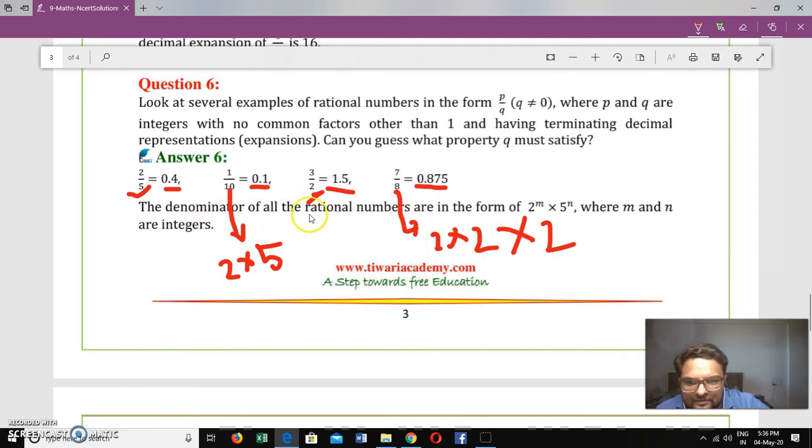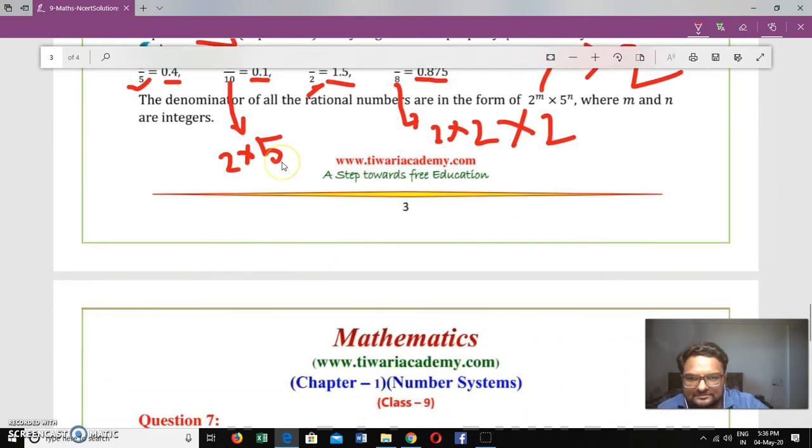So the denominators of all these rational numbers are in the form of 2 and 5. This means the value of q in the denominator should be in the form of 2 and 5. Then such rational numbers will always have a terminating decimal expansion, a terminating decimal representation.